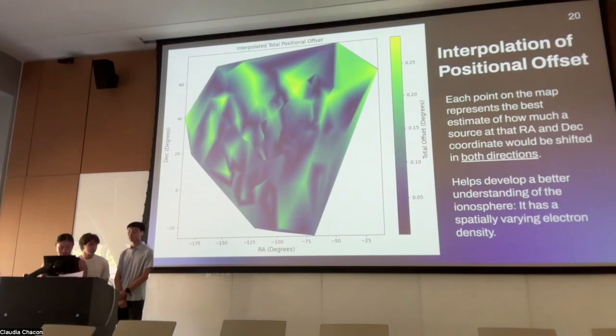Using the Pythagorean theorem, I was able to calculate and map out the overall magnitude of the offsets. This helps develop a better understanding of the ionosphere because it has a spatially varying electron density, meaning that the positional offset is not going to be the same across the entire sky.